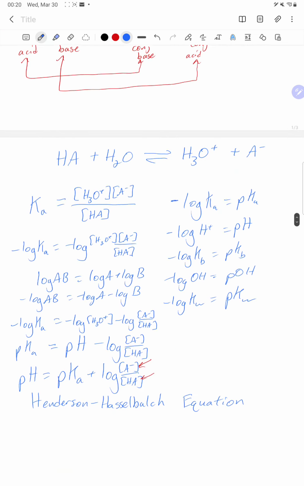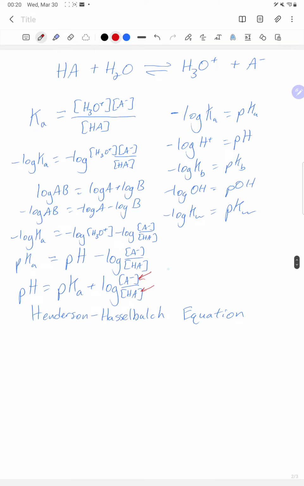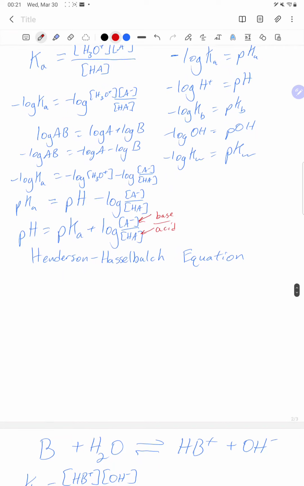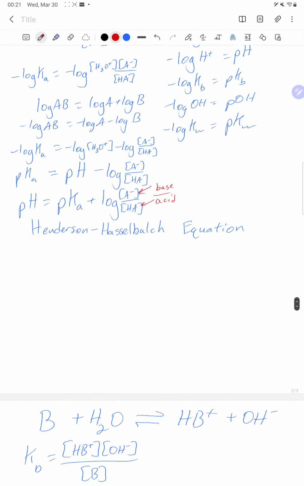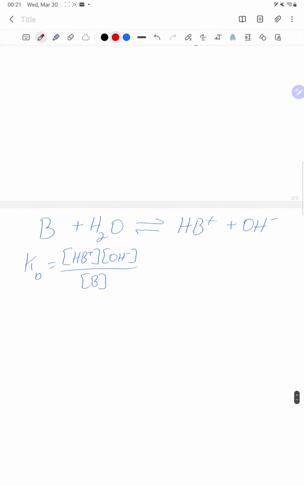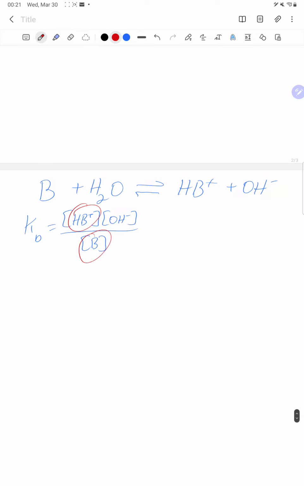So now on to my other form of writing this. I will write this as log of base over acid. So the Henderson-Hasselbalch equation can be expressed as pH equals pKa plus log base over acid. So then coming here, I see that this is acid over base.